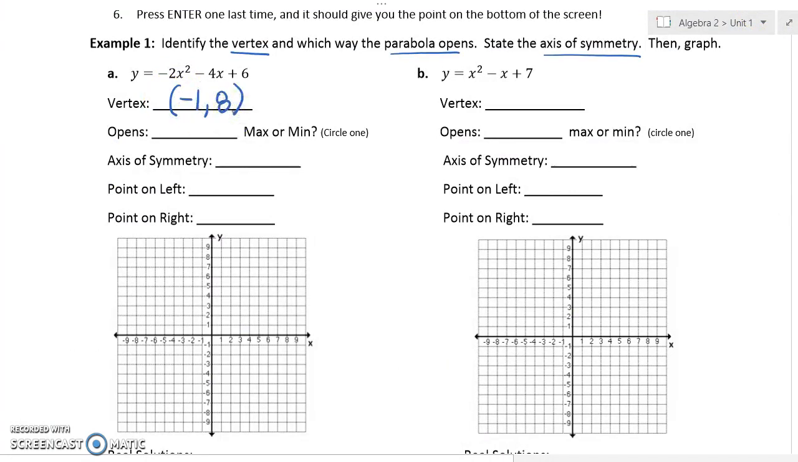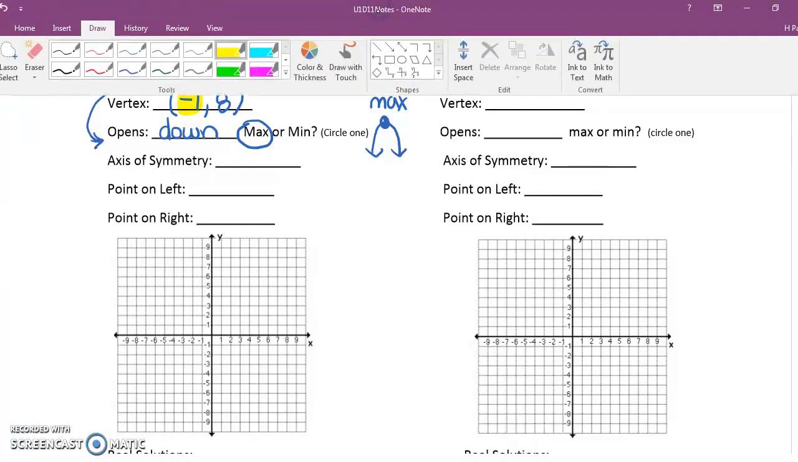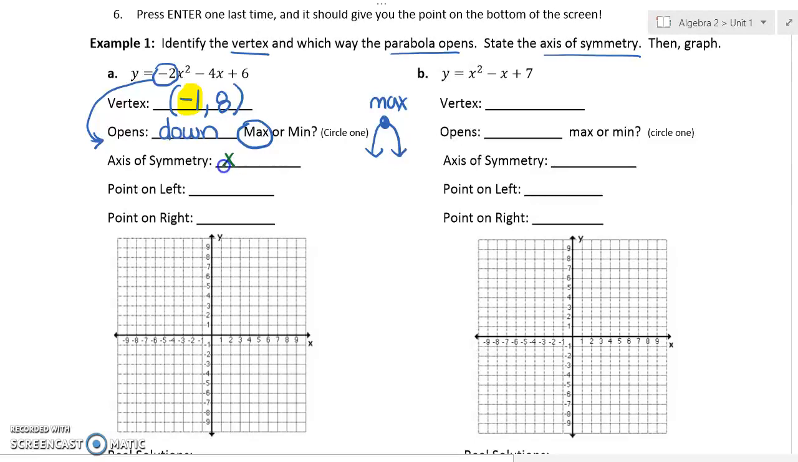Now we can identify whether it opens up or down by looking at the A value. So that's that right there. Since A is negative, we know that it opens down. And since it's facing down, it looks like this, we know that the vertex is actually a max. It's a high location. It's a maximum. And since we have the vertex, we can use the x value to figure out what the axis of symmetry is. So that'd be the line x equals negative 1.